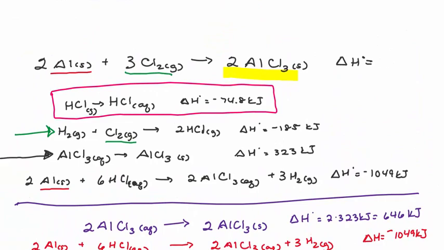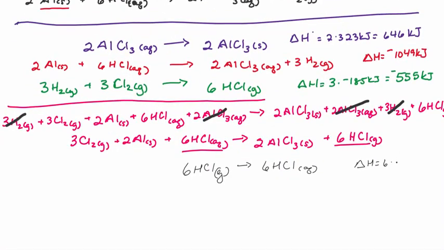So the energy contribution of this step is going to be a negative 448.8 kilojoules. So now when I add this together, my 6 hydrochloric acids will cancel out from both sides, and I should be left with my target equation.